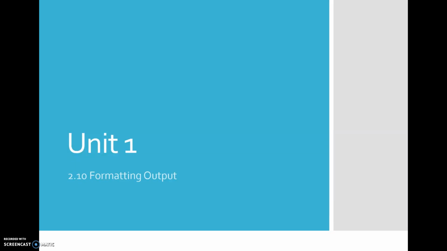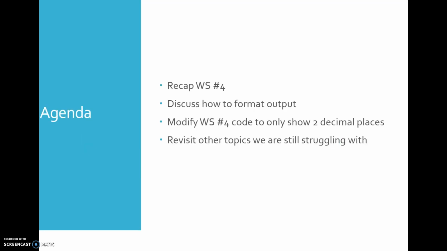Today we're going to focus on how to format our output, specifically when we are dealing with doubles that have lots of decimals, or if we are dealing with numeric data that represents money and we want to have commas, decimal points only showing 2 decimals, dollar signs, etc. So first we'll take a look at how to format this data, and then after that in class we will go ahead and modify our previous worksheet to only show 2 decimal points.